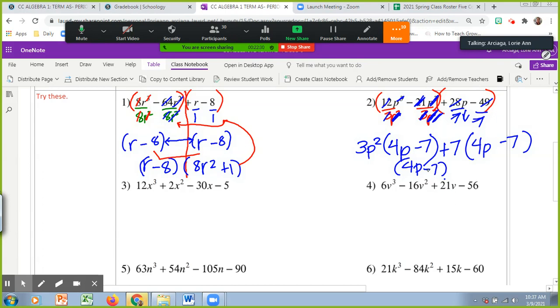Okay, so 4p minus 7. Okay, now you're going to put your outliers together. Put your outliers together, meaning those that are outside the parentheses. 3p squared plus 7.